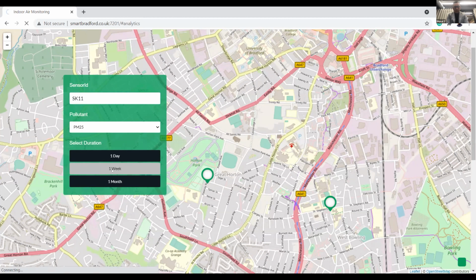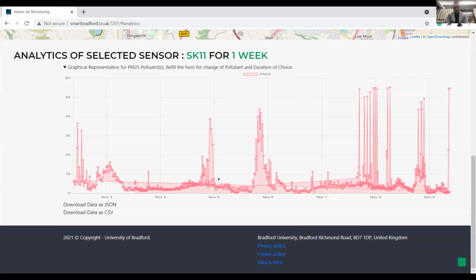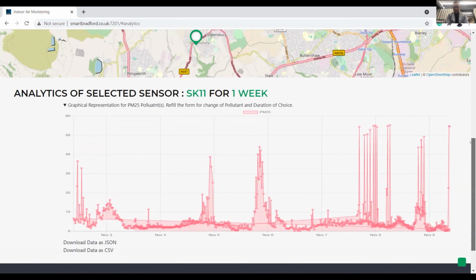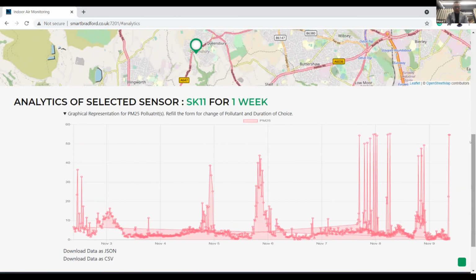If people know Bradford, Leeds Road is quite a busy road, and this is a sensor from one of the schools on Leeds Road, which generally has very heavy traffic, and you can see the peaks. Starting from peaks of 30 to all the way going over 50, quite close to 60 micrograms per cubic meter, which are quite high values coming from a school on a busy road. Okay, thank you, Bhupesh. If you can stop sharing, I'll just end off with the benefits.